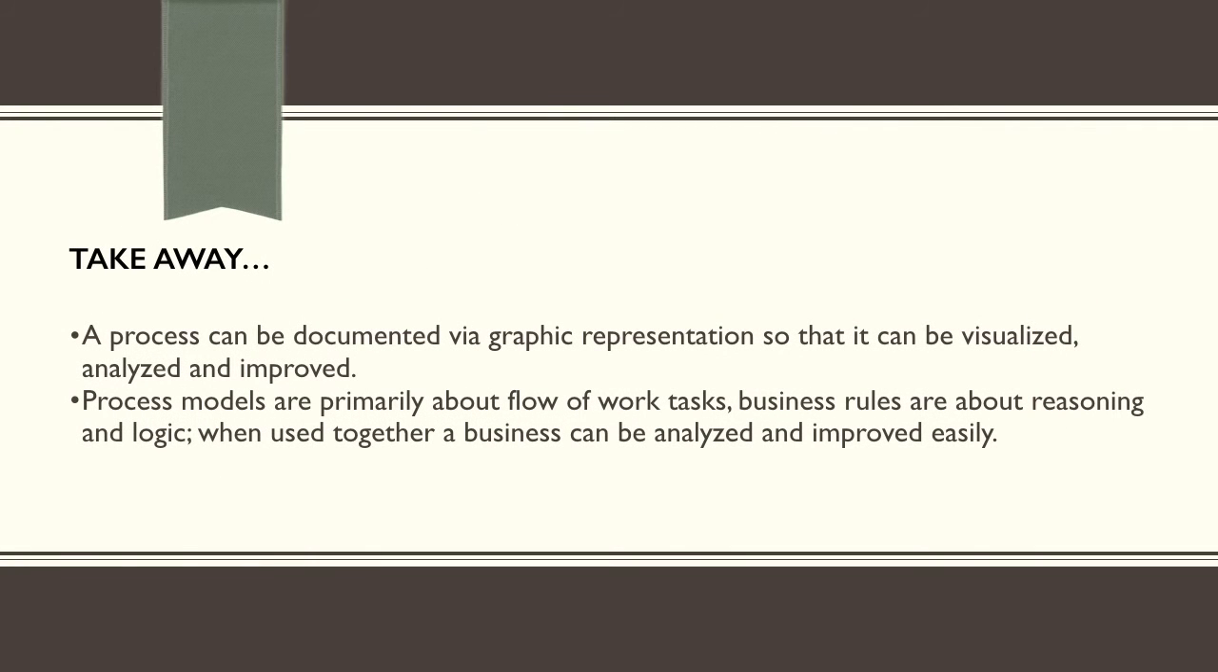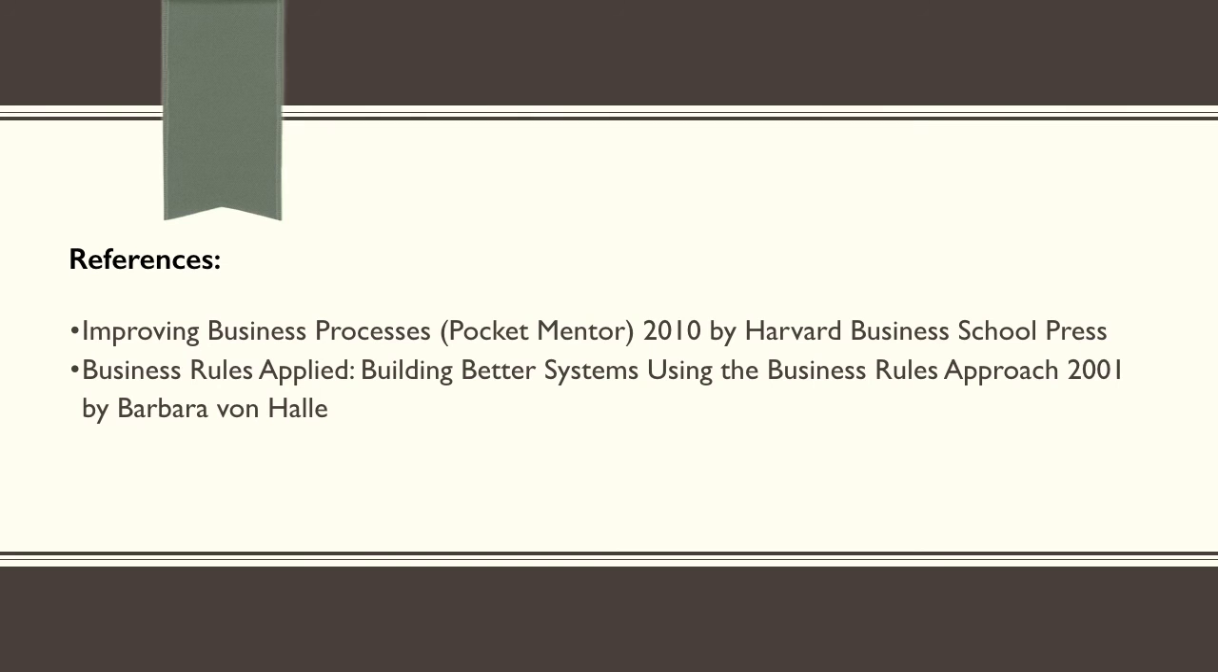These are the takeaways. A process can be documented via graphical representation so that it can be visualized, analyzed, and improved. Process models are primarily about flow of work tasks. Business rules are about reasoning and logic. When used together, the business can be analyzed and improved easily. These are the references for further reading.